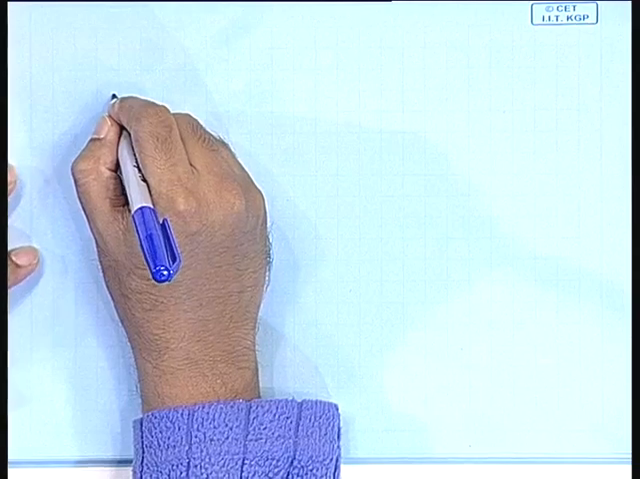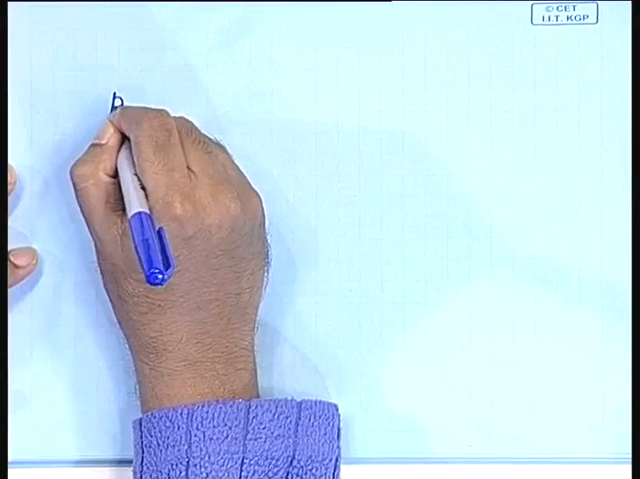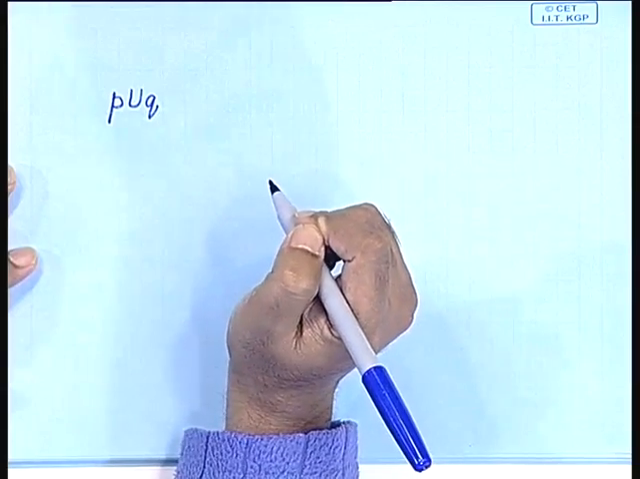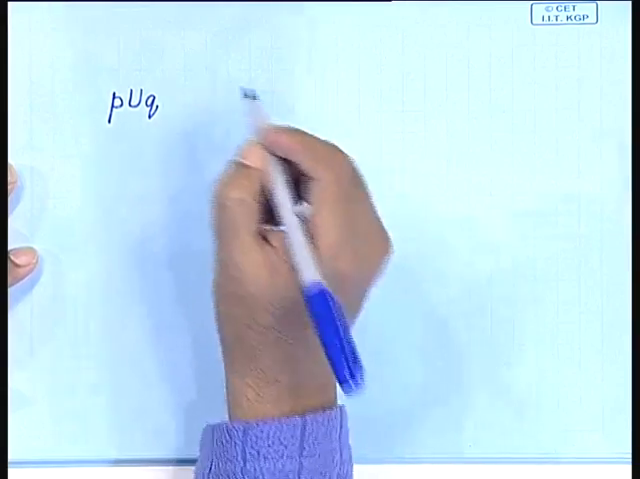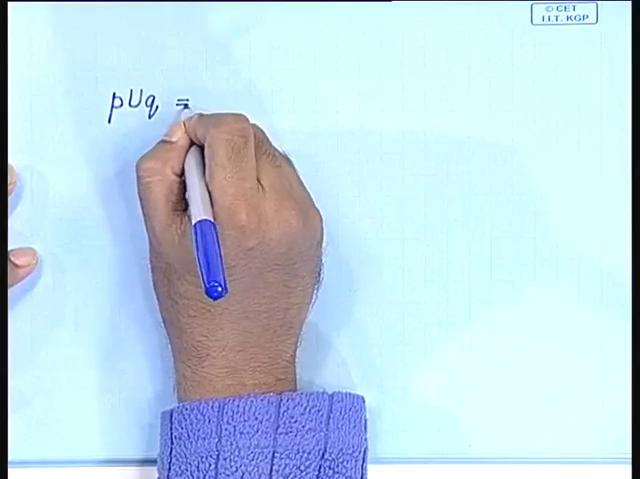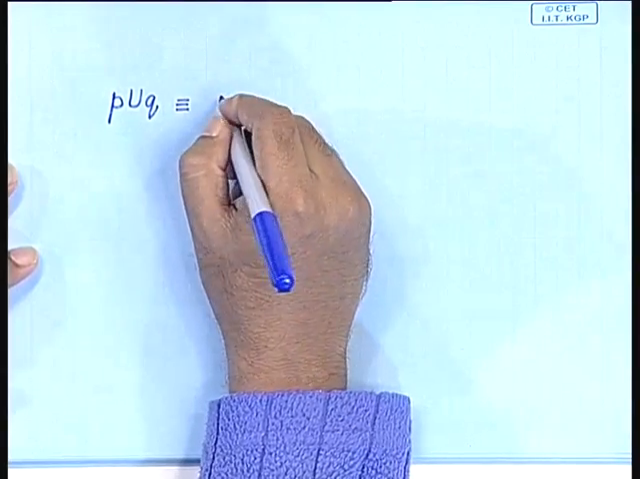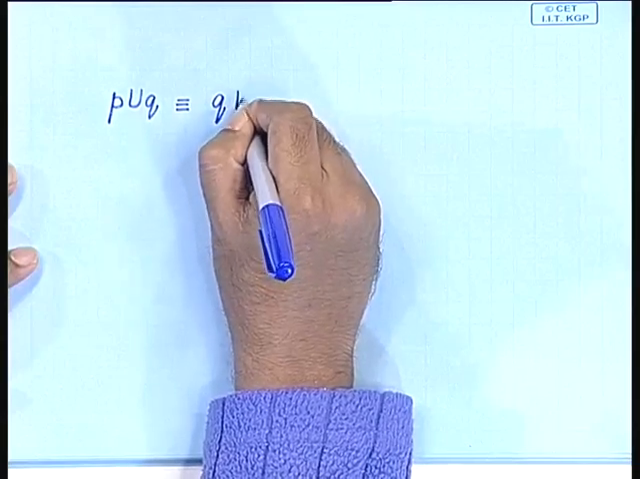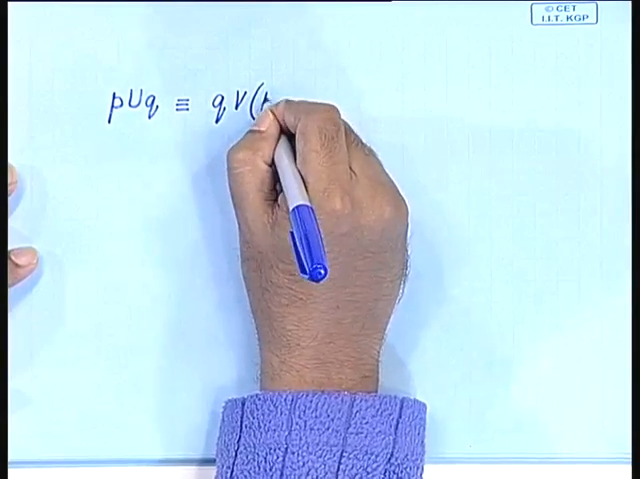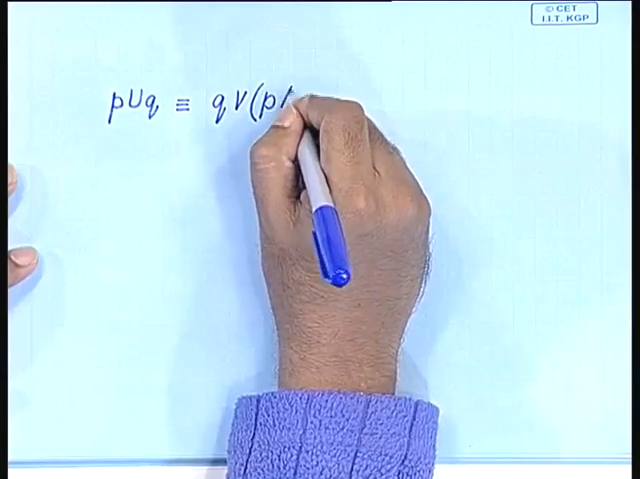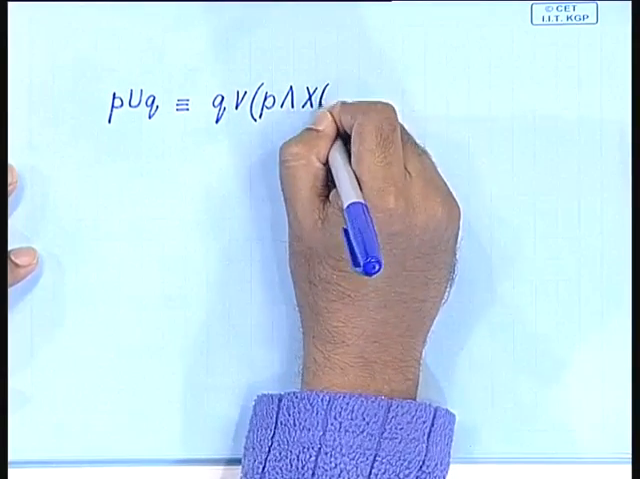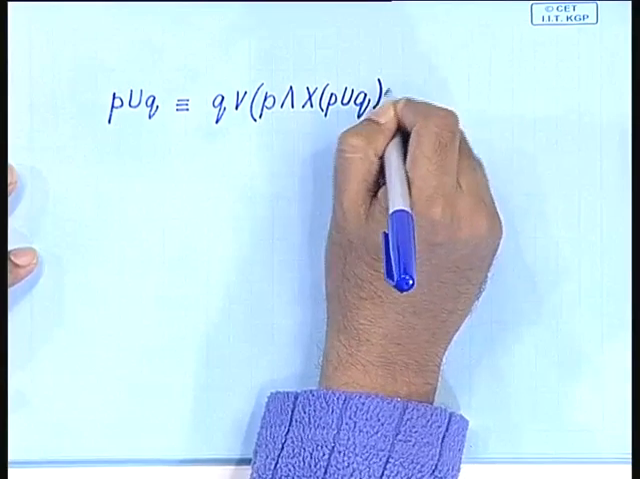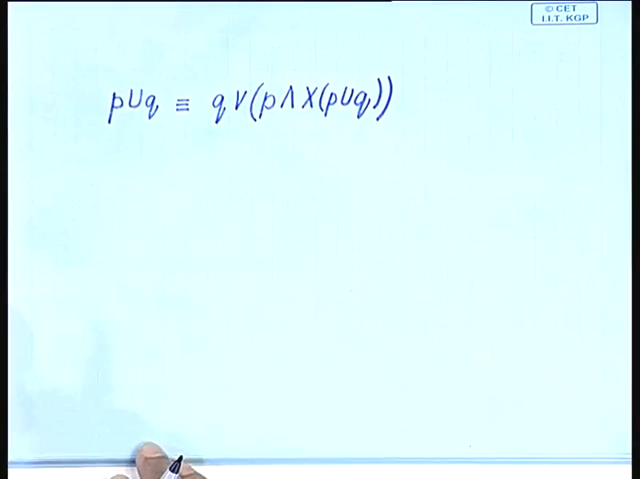Suppose we have the LTL property P until Q, right. So we will rewrite this as follows. We will rewrite this as Q or P and X, okay.